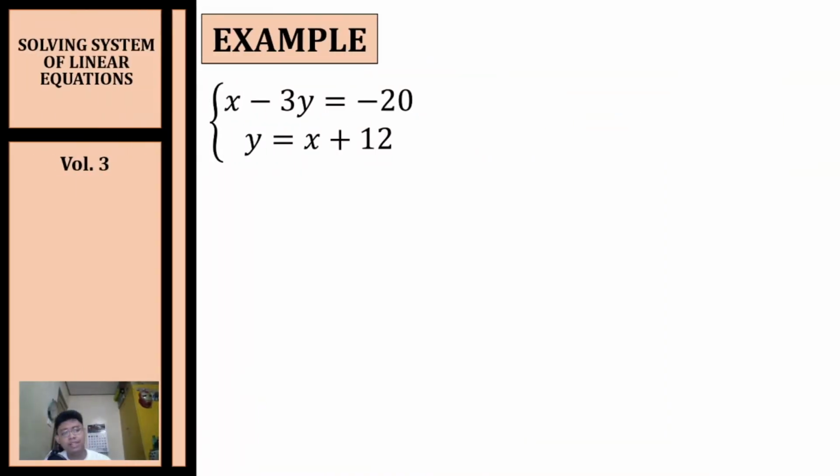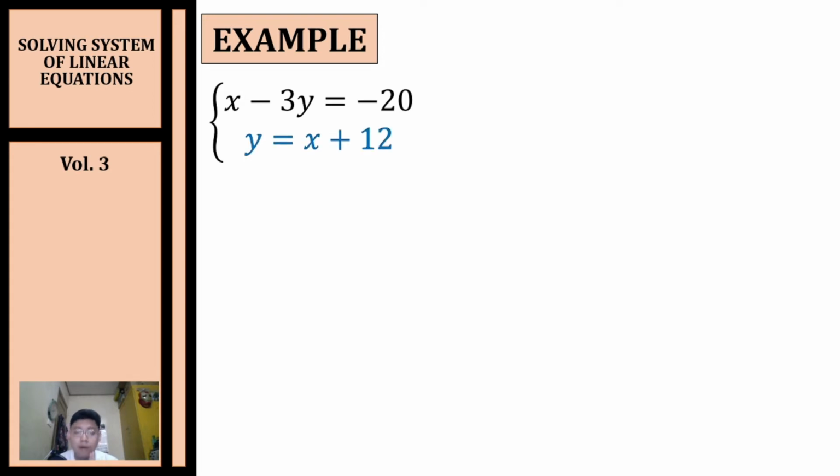Okay, let's have an example. For example, we're going to solve this system of linear equations. We're given two equations: x minus 3y is equal to negative 20, and y is equal to x plus 12. Now let's observe our equations. Our first equation is written in standard form and our second equation is written in slope-intercept form. Knowing that our second equation already has one of the variables isolated, we will now proceed to our next step.